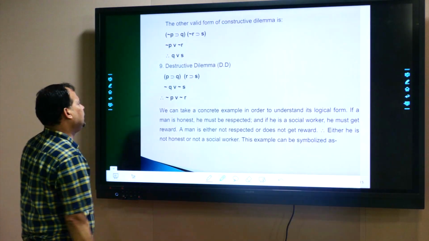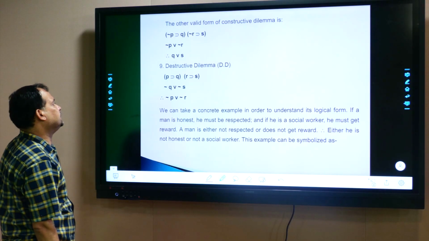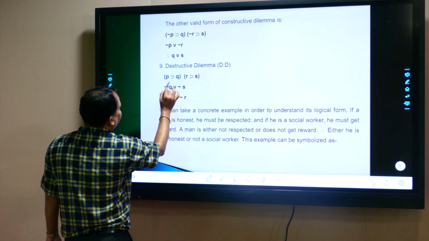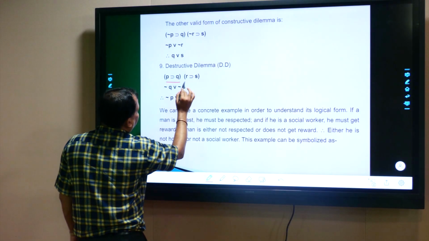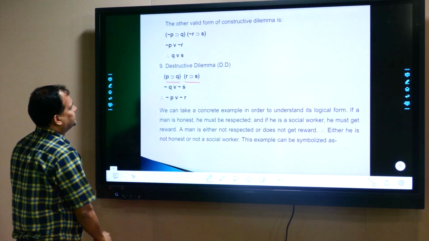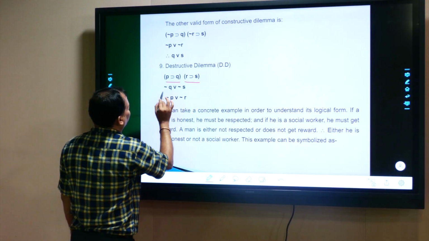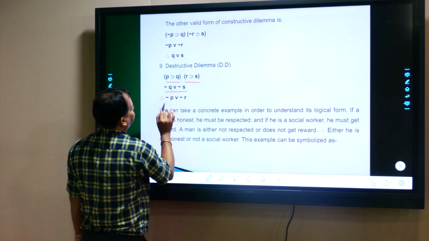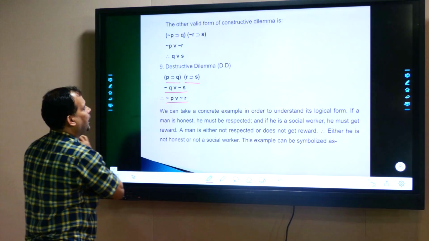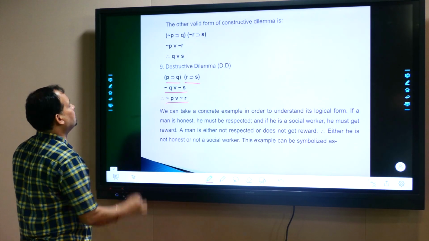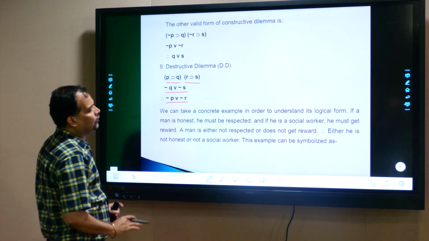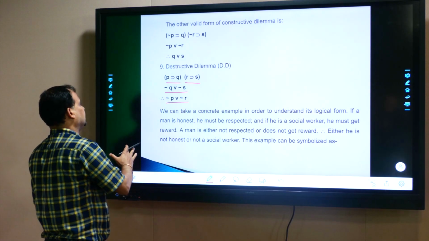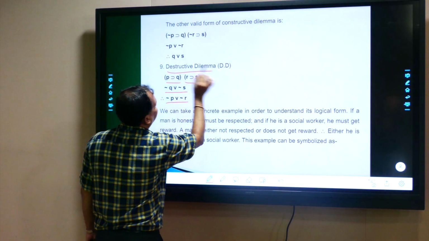Now you see another rule of inference, that is destructive dilemma. Dear learners, you see, P implies Q dot R implies S dot negation Q val negation S. Therefore, negation P val negation R. So that is destructive dilemma. In the previous one, you have already the idea of constructive dilemma. Here the next one, the opposite one, that is destructive dilemma.